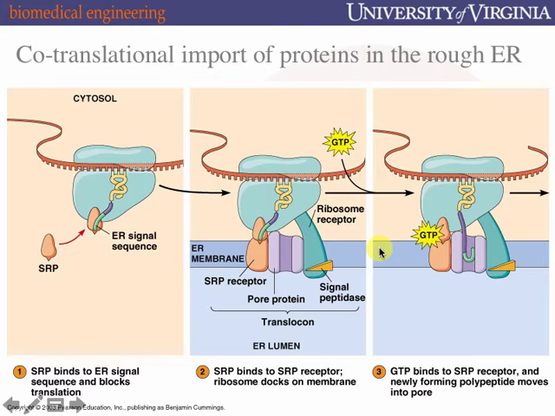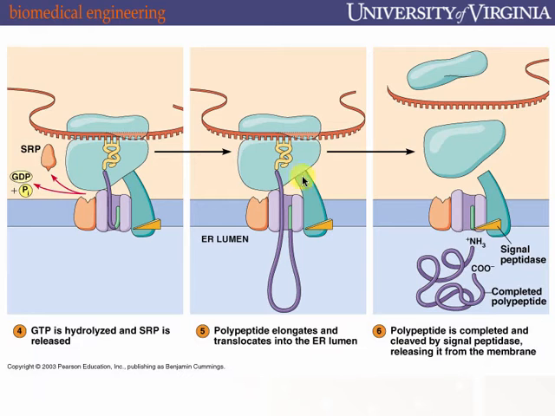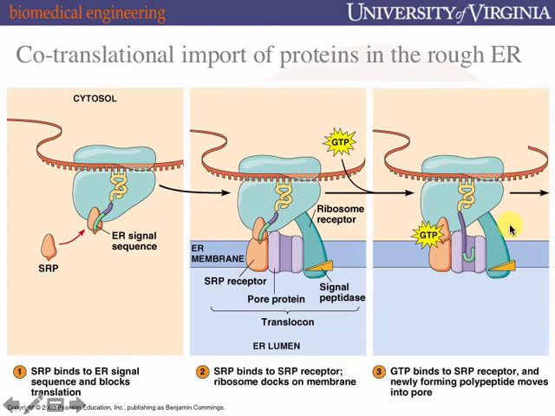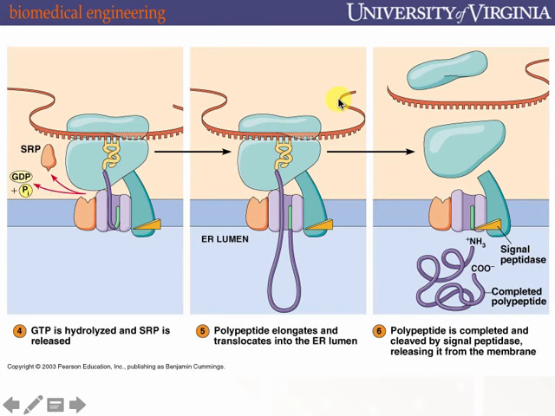There's some GTP binding here that I'm not going to emphasize too strongly. But what occurs by that GTP binding and hydrolysis is that you translocate this translating polypeptide into the pore of this pore protein. So this is a channel that connects the cytoplasm to the lumen of the endoplasmic reticulum, and the nascent polypeptide gets threaded into that pore protein.